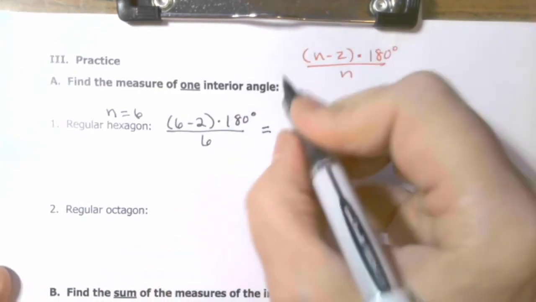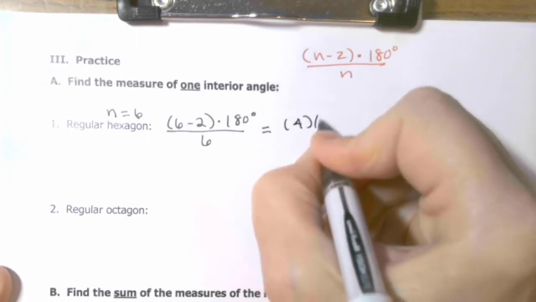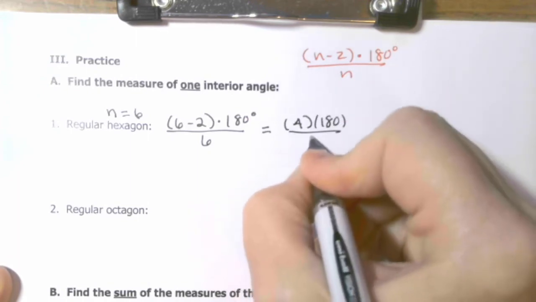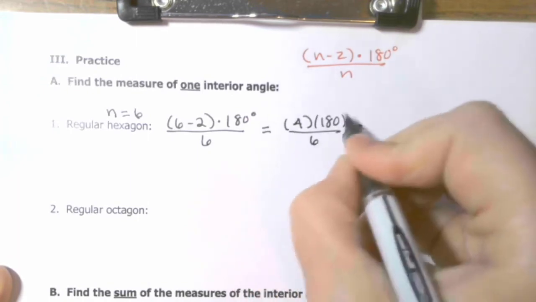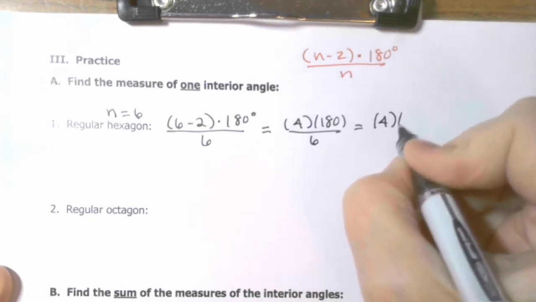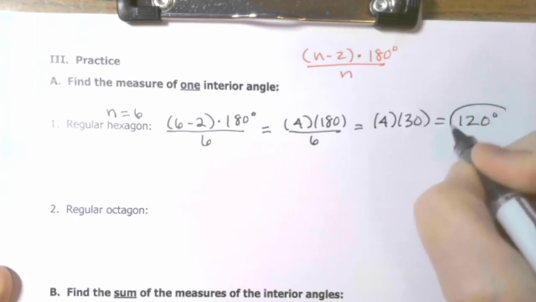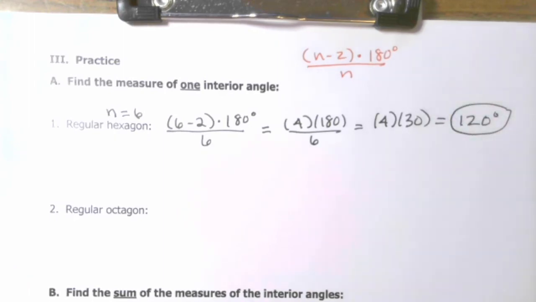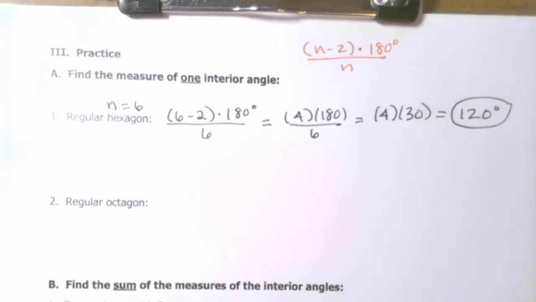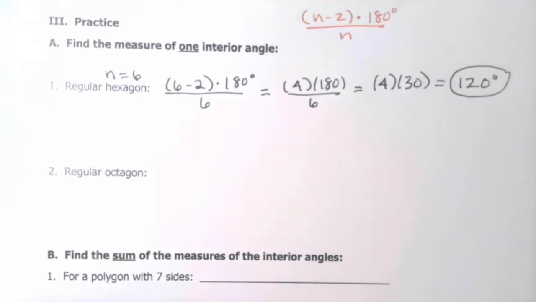6 minus 2 is 4 times 180 degrees over 6. 6 goes into 180 30 times, and we get 120 degrees for one angle. Okay, again, I want you to try number 2 on your own. Pause the video and turn it back on when you're done to check your work. Go ahead and do that.